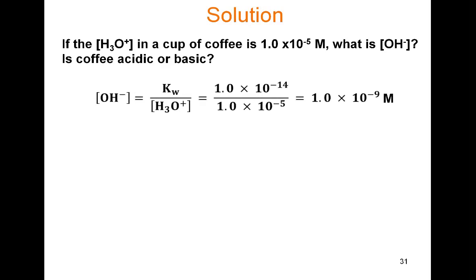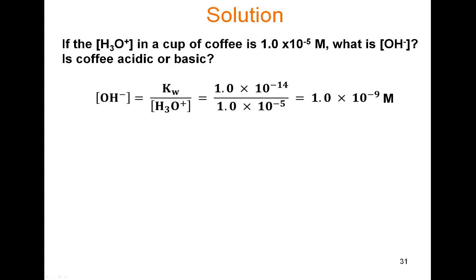So we have seen that to get the concentration of the hydroxide ion, we need to use the Kw expression, divide both sides by H3O+, and then we have OH- by itself on the left side of the equal sign, equals Kw over H3O+. Kw is 1.0 × 10^-14. You plug in the value for the hydronium ion, and that's 1.0 × 10^-5.